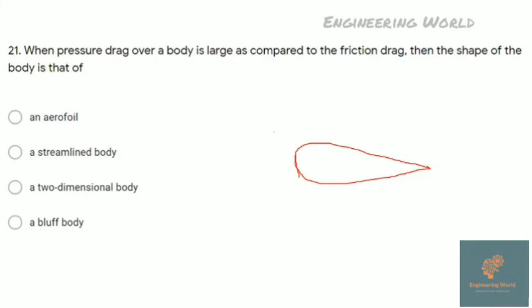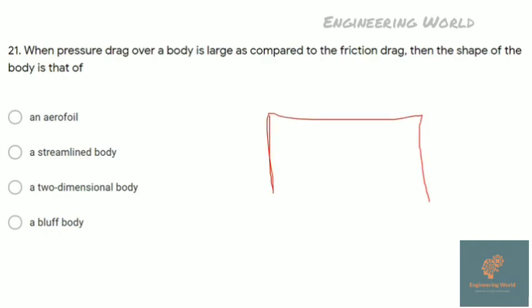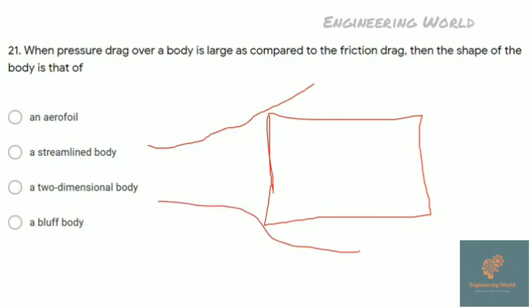Here there is no flow separation. So it adheres to that body, so there is friction drag. And for a bluff body, flow separates. So there is less contact and hence less friction drag, but here pressure drag is large, so the correct answer is the bluff body.